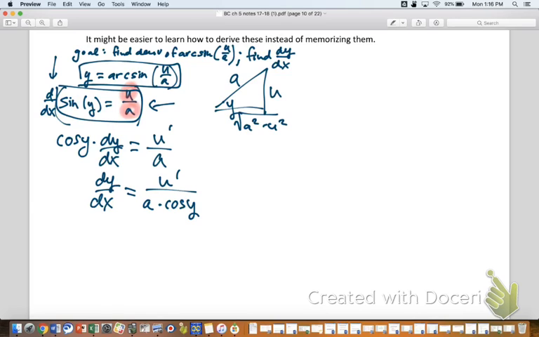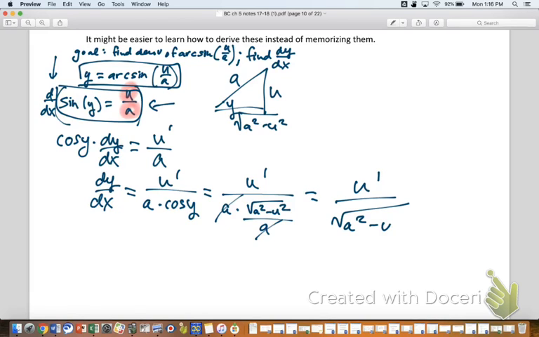So now what I can do is replace cosine of y with adjacent, wait for it, over hypotenuse. Look how beautifully this is going to work out. This a would cancel with that a. Beautiful, isn't it? And so then we've got exactly what we were looking for, u prime over the square root of a squared minus u squared. And that would be our derivative with respect to x of arcsine of u over a.